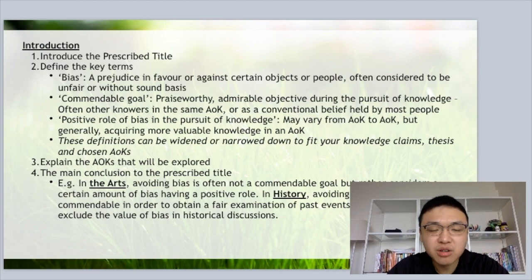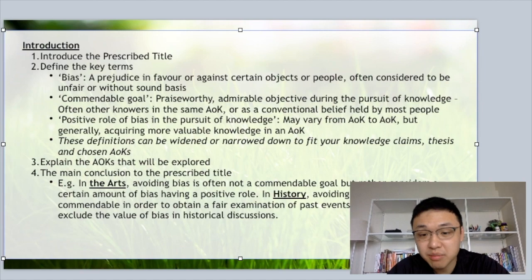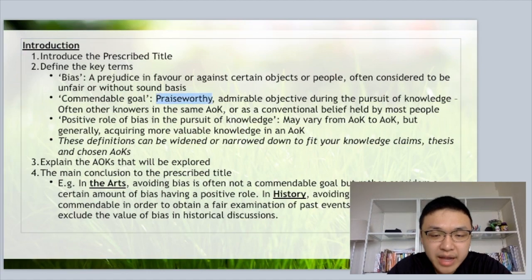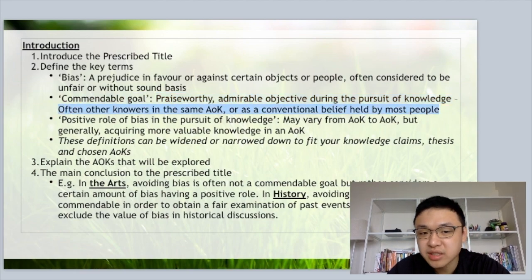Then you can define commendable goal. A commendable goal refers to a praiseworthy and admirable objective during the pursuit of knowledge, often considered from the objective of other knowers in the same areas of knowledge, or as a conventional belief held by most people.